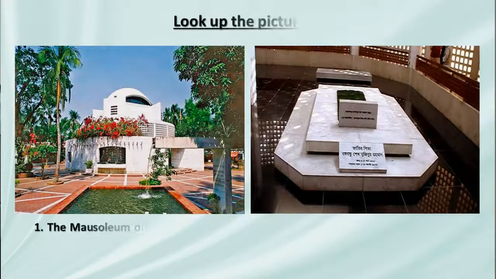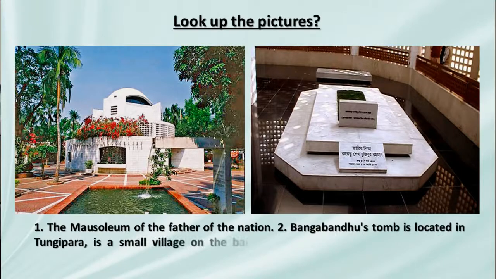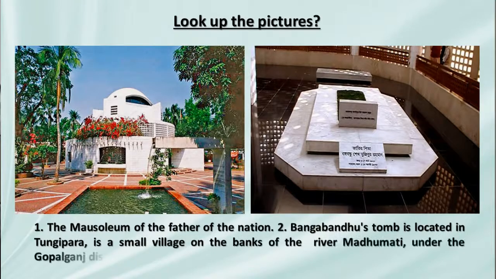Dear students, look at the pictures. What do you see in those pictures? Number 1, the mausoleum of the father of the nation. Number 2, Bangabandhu's tomb located in Tungipara, a small village on the bank of the river Madhumati under the district of Gopalgonj.